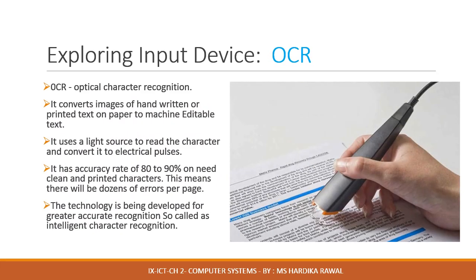Moving on to OCR, that means optical character recognition. OCR helps in the conversion of images of handwritten or printed text on paper to machine editable text. And OCR uses a light source to read the characters and then converts them to electrical pulses. Accuracy rate of 80 to 90% on neat, clean, hand-printed characters can be achieved. This means there will be dozens of errors per page. So the applications are limited as of now. The technology is being developed for greater accurate recognition and will be called intelligent character recognition.